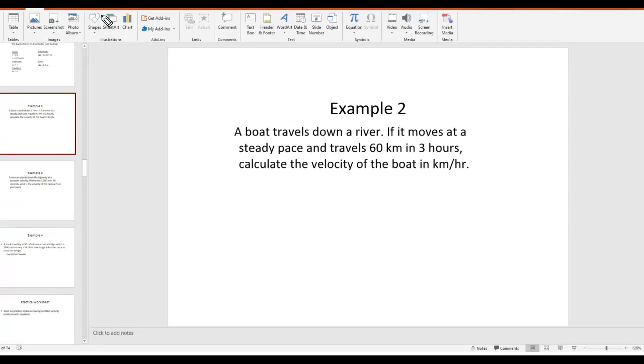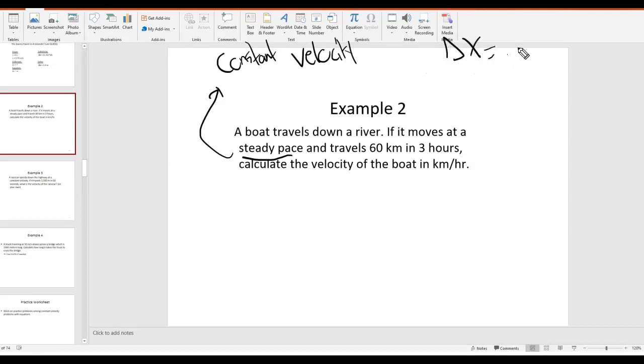Okay, example 2. A boat travels down a river. If it moves at a steady pace, think about what that means, steady pace. What word have we been using to refer to something that moves at a steady pace? What type of motion have we been talking about? Well, hopefully you said constant velocity. So this is a clue telling us that this is a constant velocity problem. Why is that important? Because the equation for constant velocity is delta x equals v times t. So they're telling us, hey, you should be using that equation.